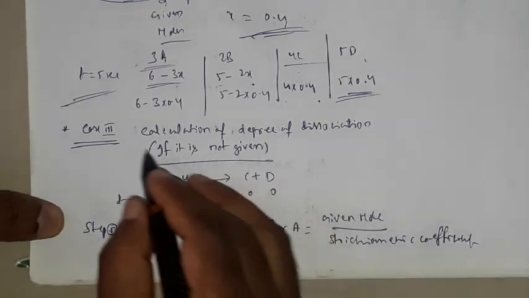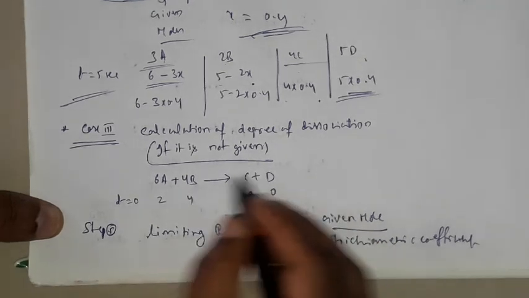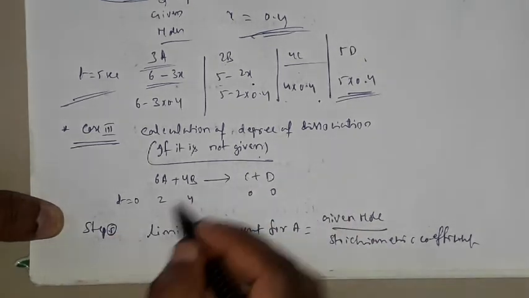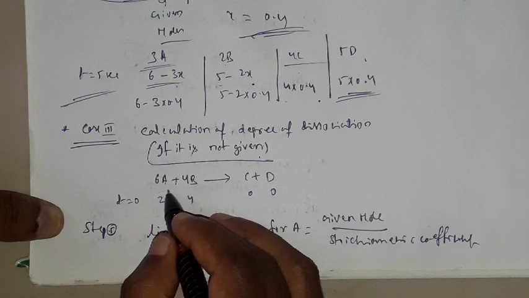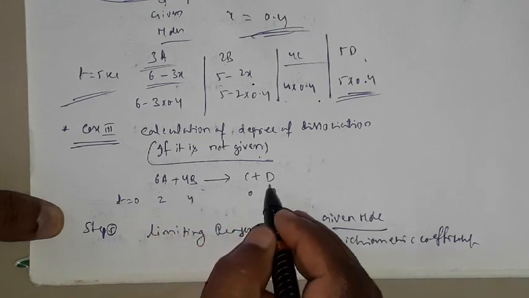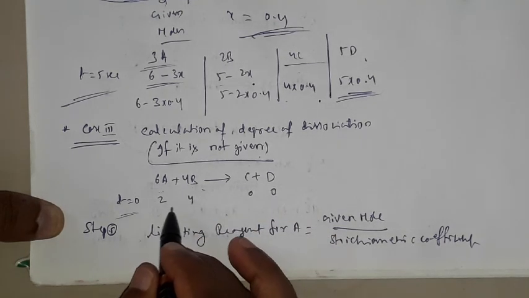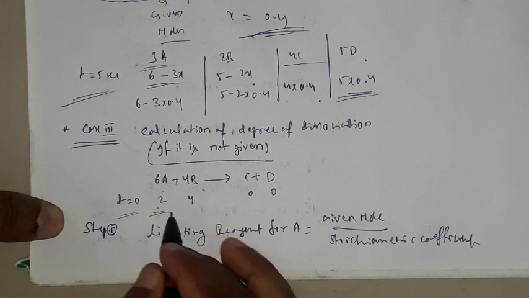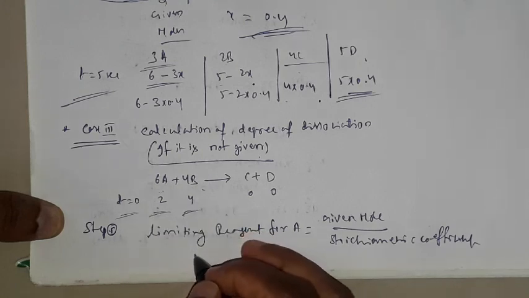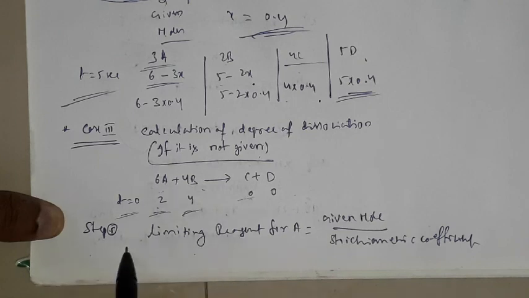Next, case 3, calculation of degree of dissociation, if it is not given. Then 6A plus 4B gives rise to C plus D. In this case, at t equal to 0, given moles of A is 2 moles, given moles of B is 4 moles, and 0, 0. Then step 1 is to find the limiting reagent.